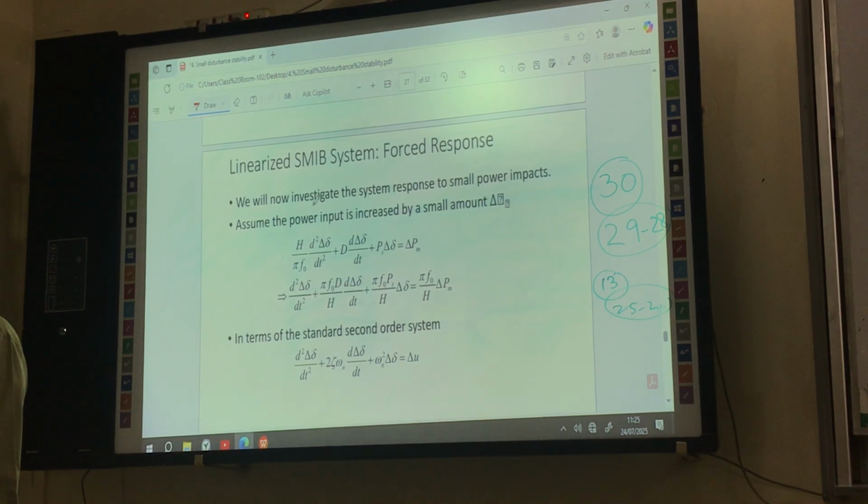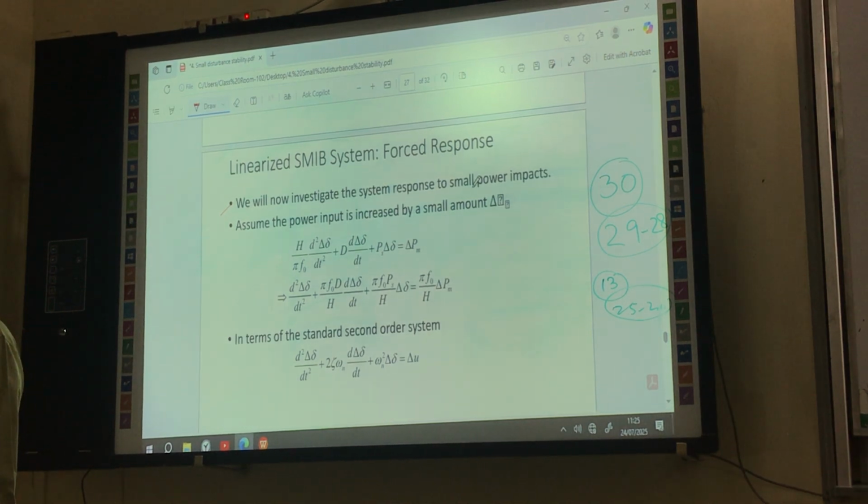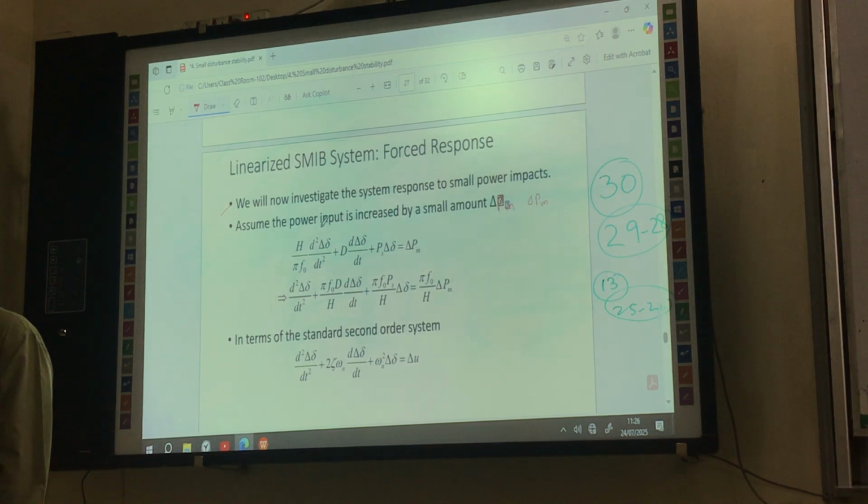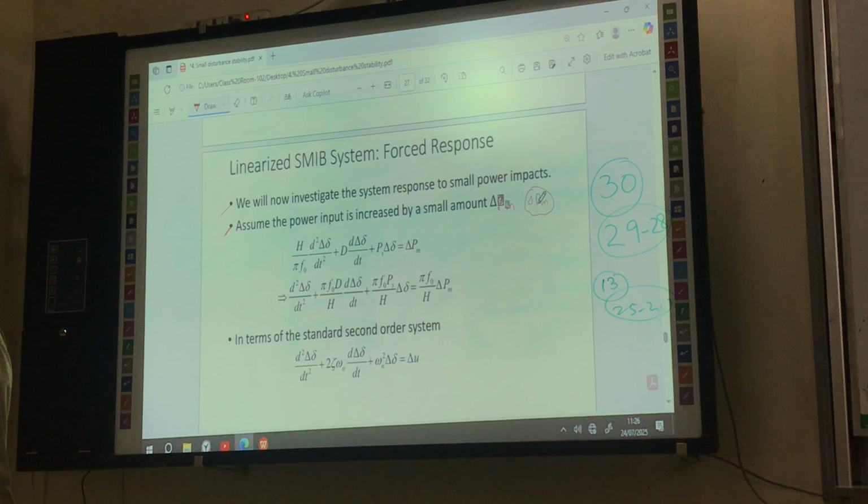Now look, we will investigate the system response to small power impacts. Assume that the power input is increased by a small amount. As this is a PDF file, in the PowerPoint file that I will share with you in the classroom, you will see that there is del PM. This is del PM, the change in the mechanical power input. We are creating some change in the mechanical power input, and that is expressed by this del PM.